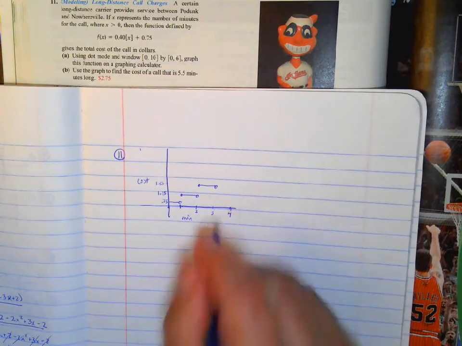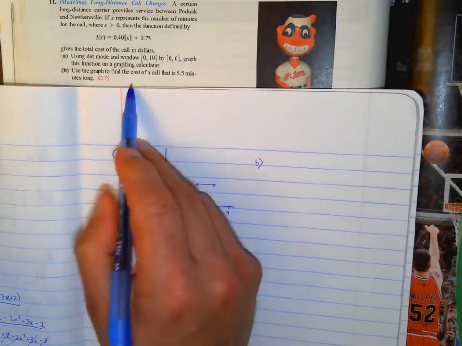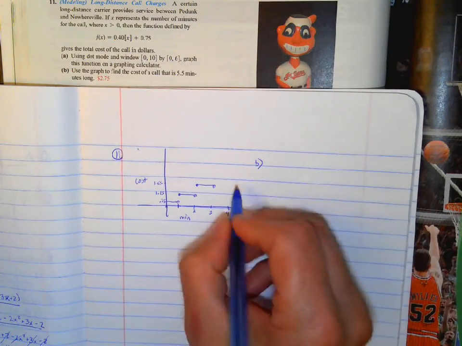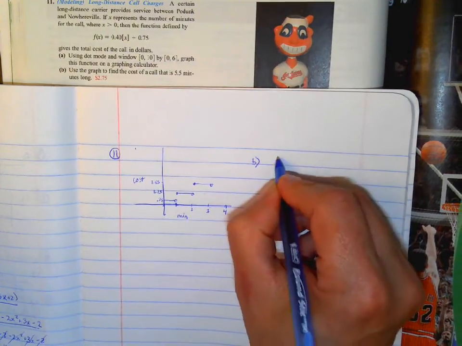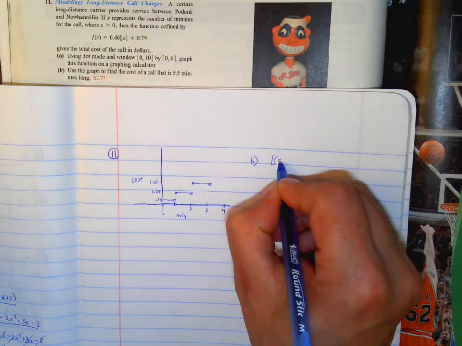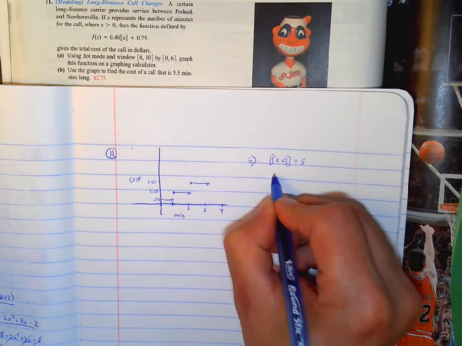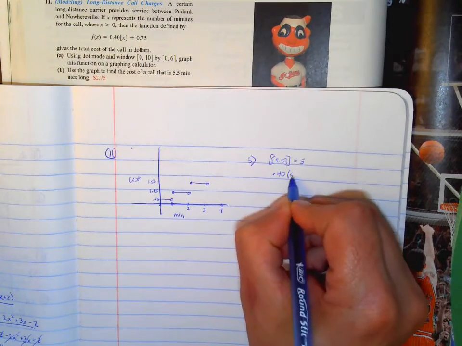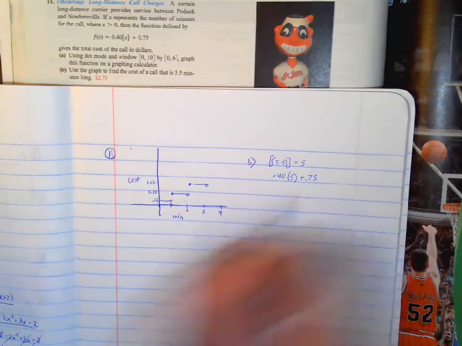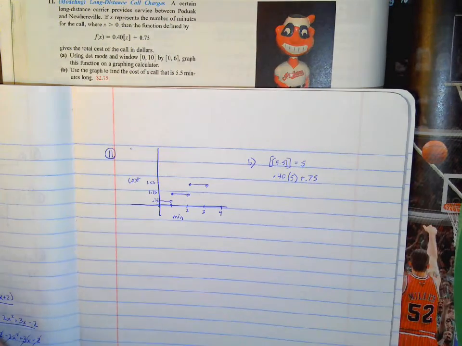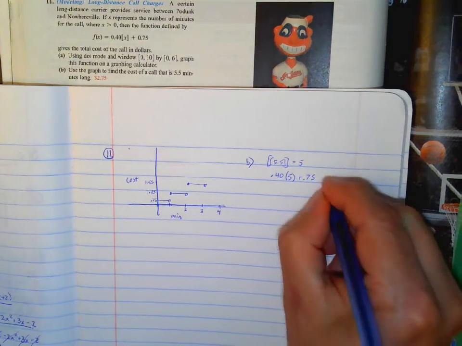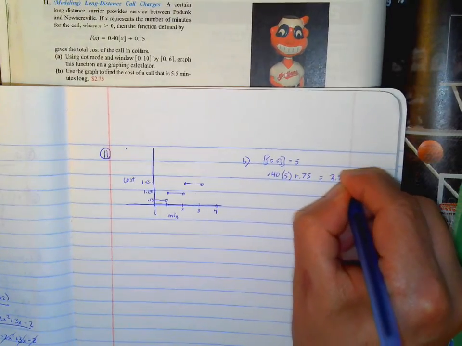Okay, part B, estimated call that is 5.5. At 5.5, the greatest integer of 5.5 is 5. So we'd have 40 cents times 5 plus 75 cents. So 40 cents times 5 is $2, plus 75 cents is $2.75.